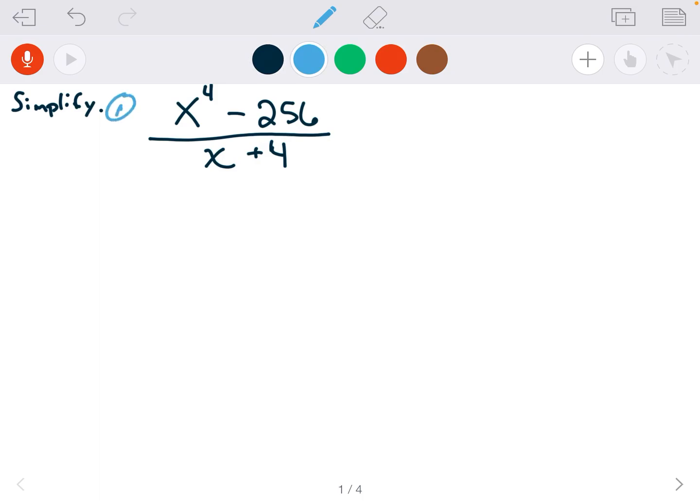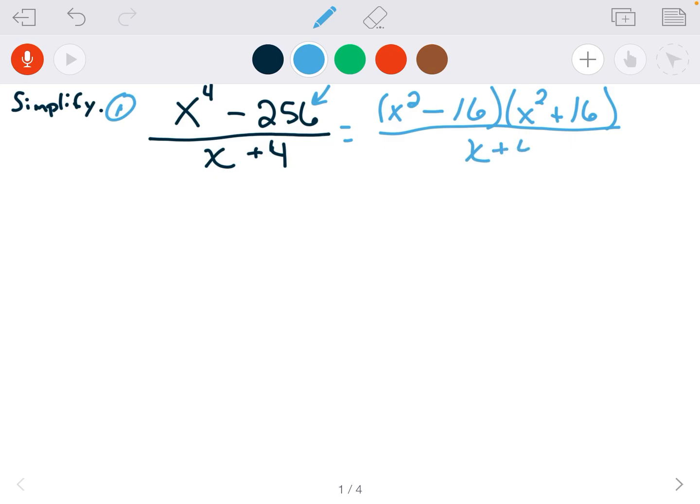So this is similar to question 1 on your quick check. You are supposed to simplify this expression. If you remember about factoring, the x fourth is a perfect square, so that could be x squared. So I can really do x squared minus something, x squared plus something, if 256 is a perfect square as well. And I can see that the square root of 256 is 16. So far that's what I have. And we've got this over x plus 4 still.